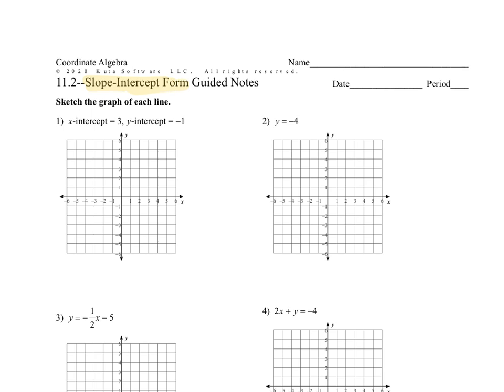And I'm actually going to give you that formula up top. We've kind of talked about this before. I know you've seen this before. But in slope-intercept form, it is y equals mx plus b, where m is your slope and b is your y-intercept.